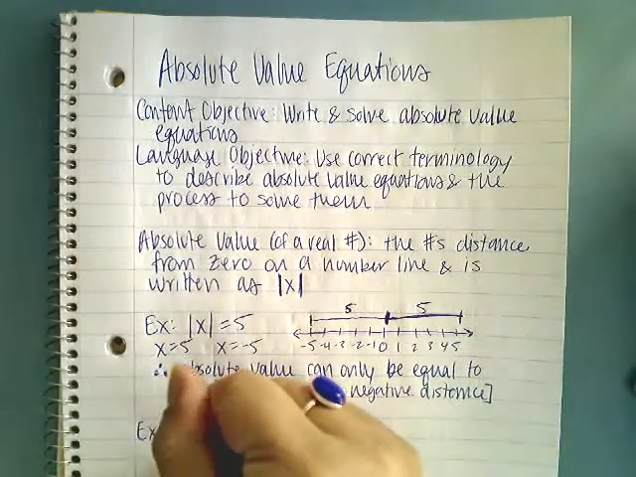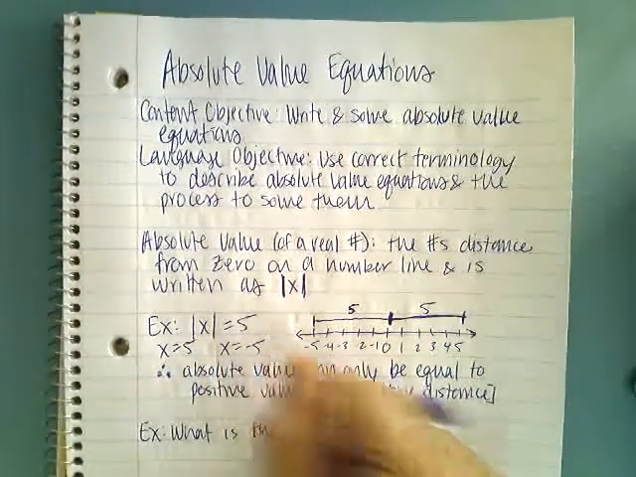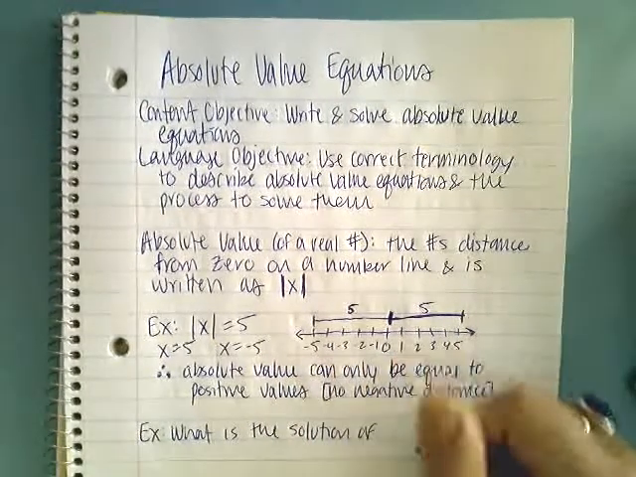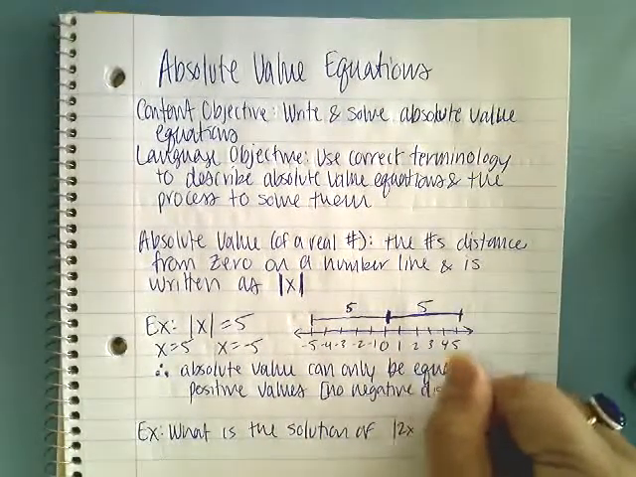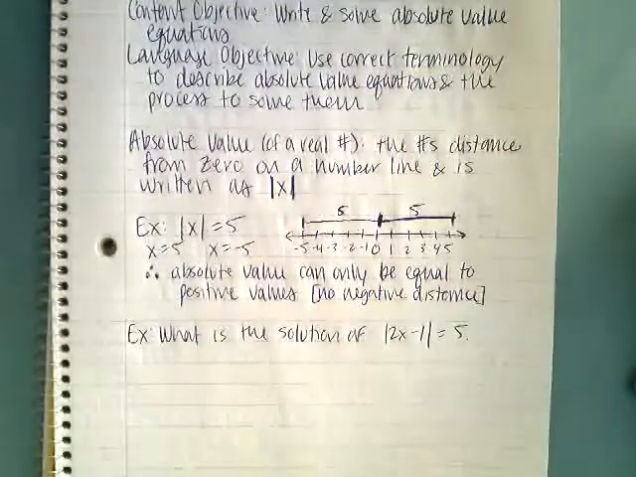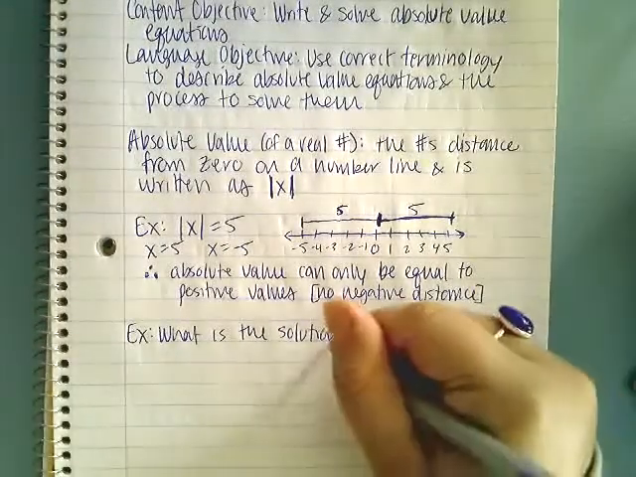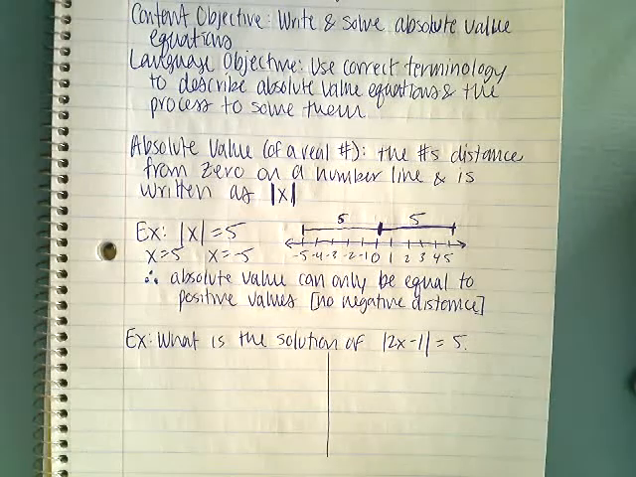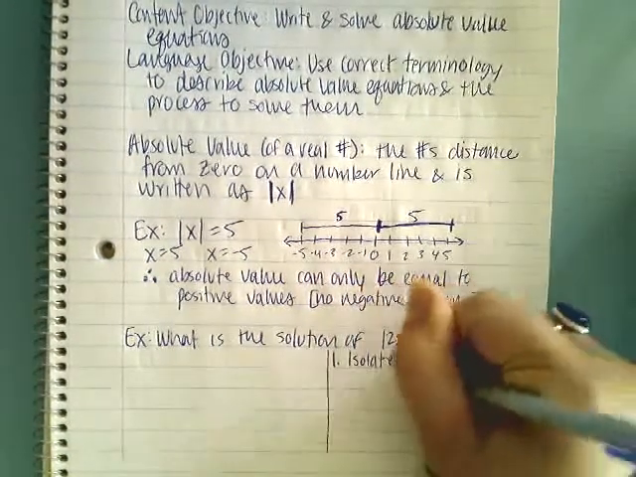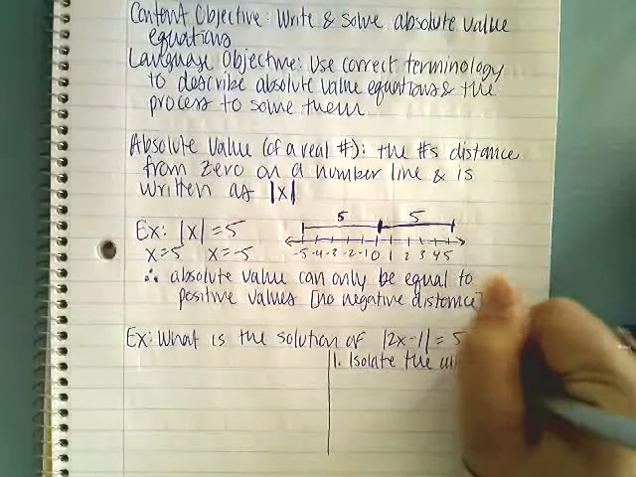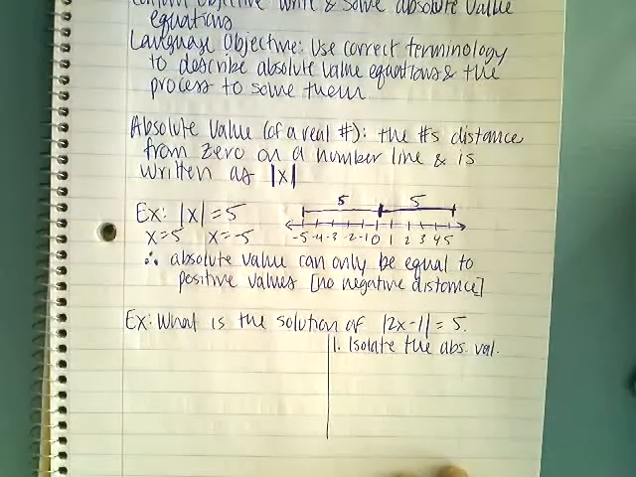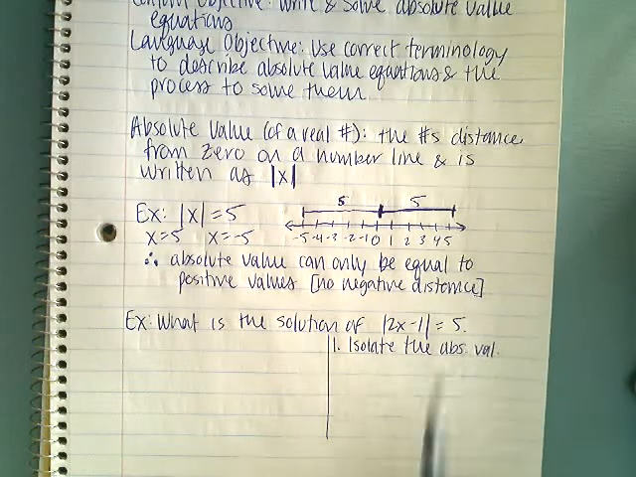So we're going to do an example together. What is the solution of absolute value of 2x minus 1 equals 5? So we're going to do this. I'm also going to have us graph the solution, but we'll get there in a second. So our first step is always going to be to isolate the absolute value. And I'm going to abbreviate absolute value as ABS dot VAL dot. That just means absolute value.